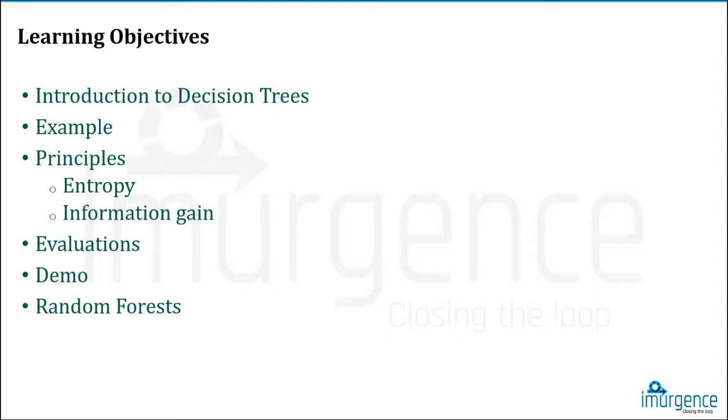So in this session, we'll be learning more about decision trees. We'll cover some examples theoretically, the principles which are used when you're doing a decision tree, which includes entropy, information gain, evaluations, demo, and then a brief about random forest.